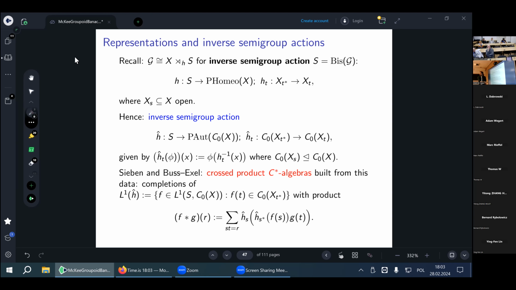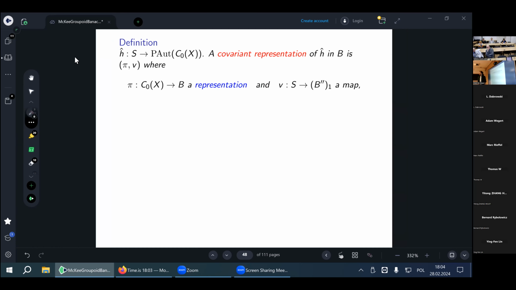But we have this one algebra. We can define covariant representations on Hilbert space in the usual way, and then complete to get a C-star algebra. And that's more or less what these guys do. So now I'll define a covariant representation in a Banach algebra. What we're aiming for is that these representations should have some connection to our groupoid Banach algebra.